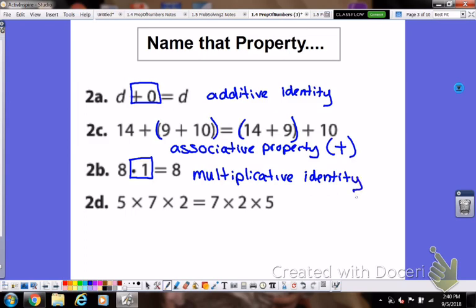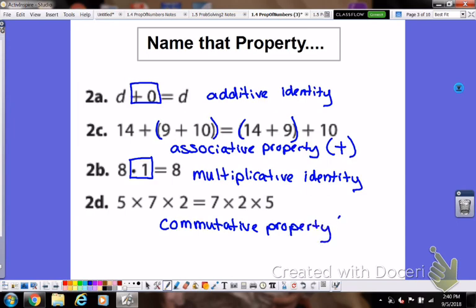And last up, 5 times 7 times 2 equals 7 times 2 times 5. We have no grouping symbol, so we know it's not associative. We know it's not an identity, so if we check, our order changed. Anytime order changes, that is our commutative property.